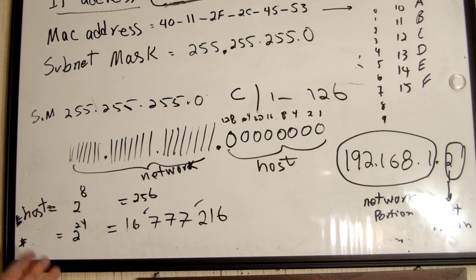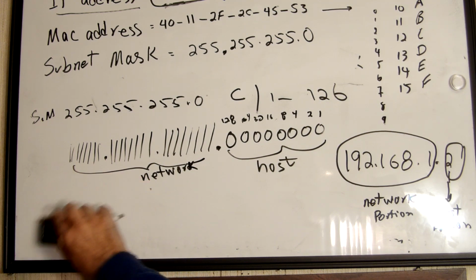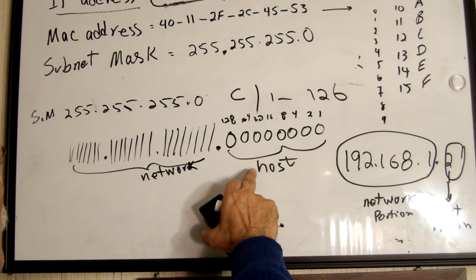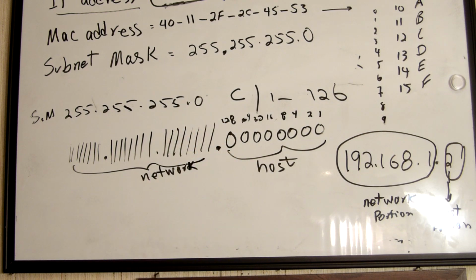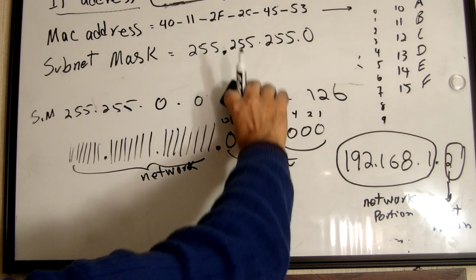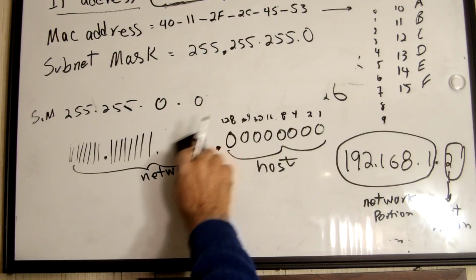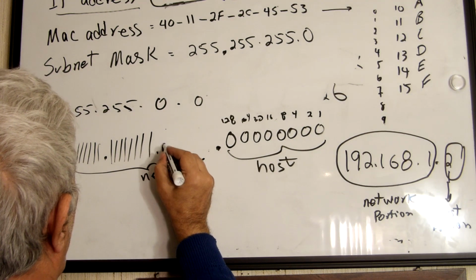Okay, there is some other material. So that's about the number of hosts. You have this one: 255.0.0, and what's going to happen here? This is going to be all 0s.